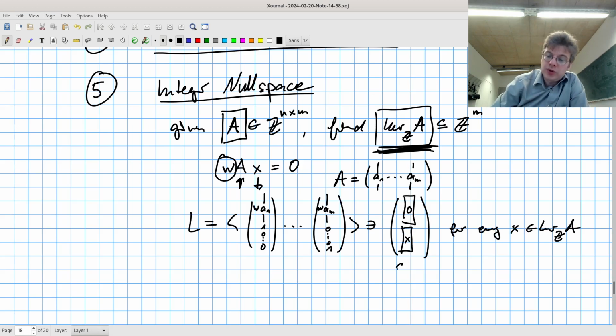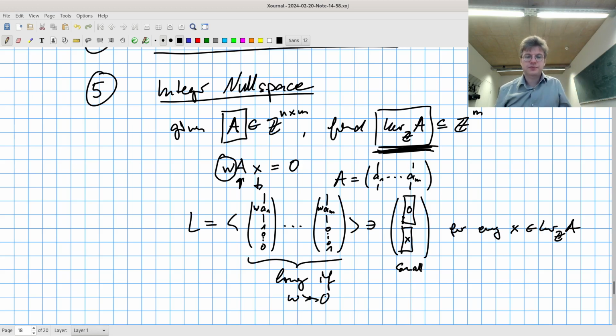Okay, so this is small. Here you see this is a bit different from before because here we don't have an epsilon. We are doing exact computation throughout, so here we get really exactly 0. So this is certainly small compared to this, and this is long, if W is chosen sufficiently large.